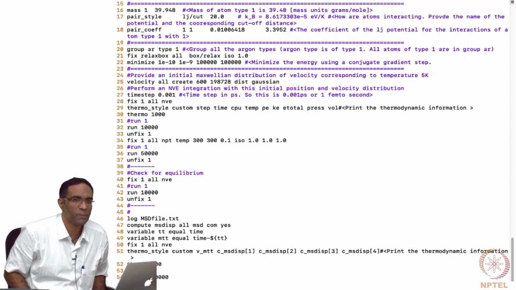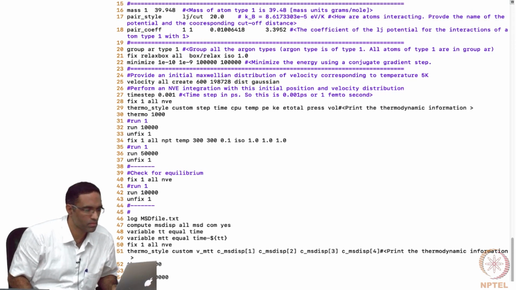Yeah, in this case, you declare tt equals time and mtt equals time minus $tt. So in this case, how does it execute?